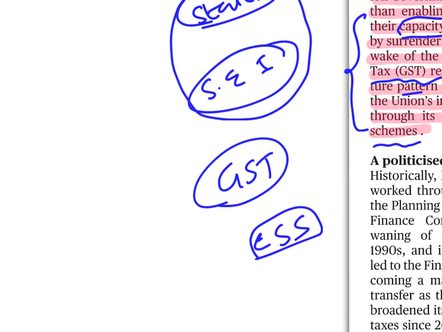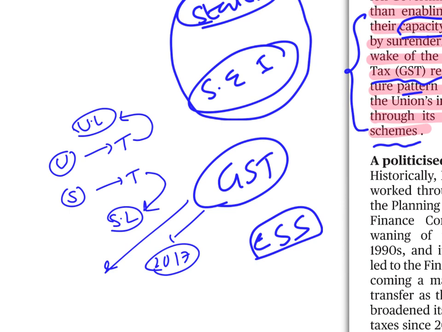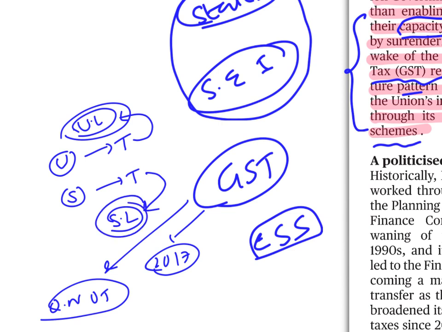So earlier, union used to have its own taxes, state used to have its own taxes. There is something called state list, there is something called union list. On the items in union list, union government used to tax. Items in state list, state government used to tax. This is how it used to be before the introduction of GST. GST was introduced in 2017, one nation, one tax. So there is no distinction of union list and state list as far as taxes are concerned.